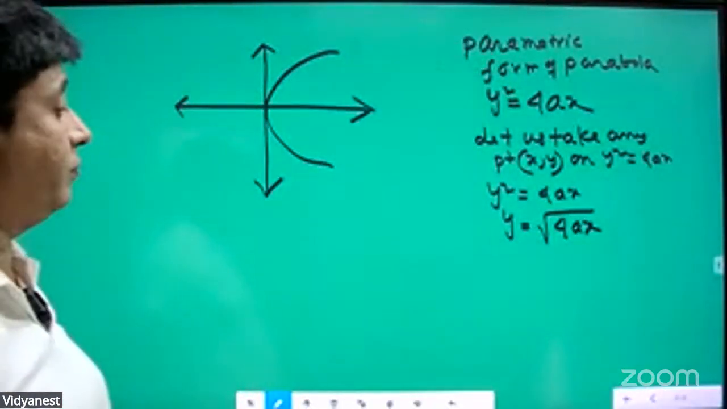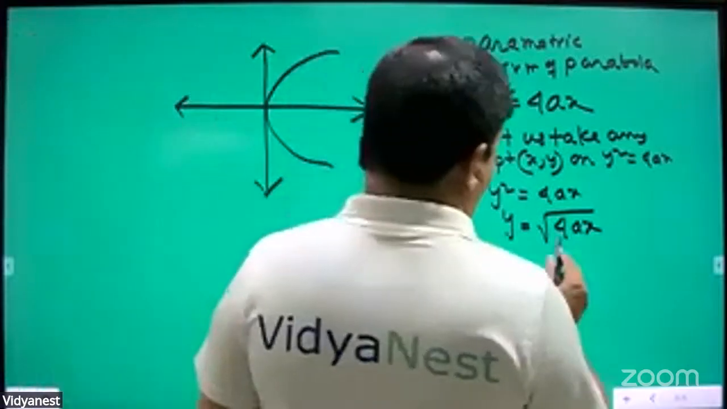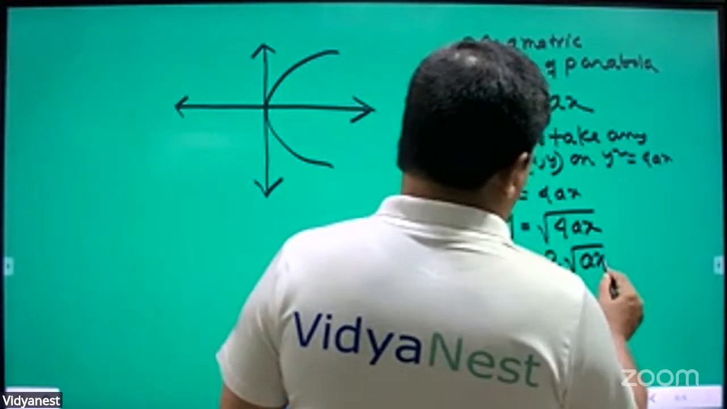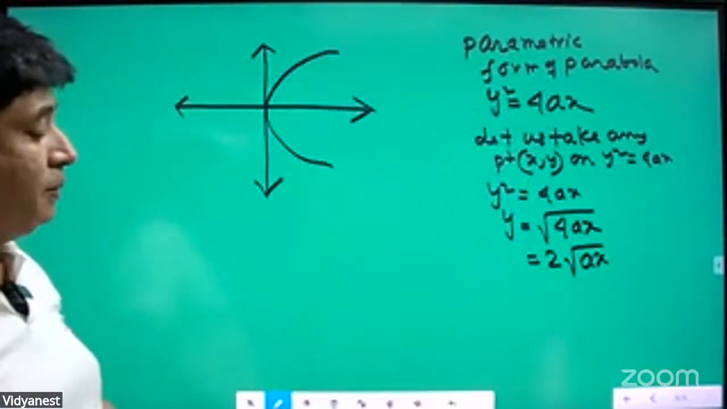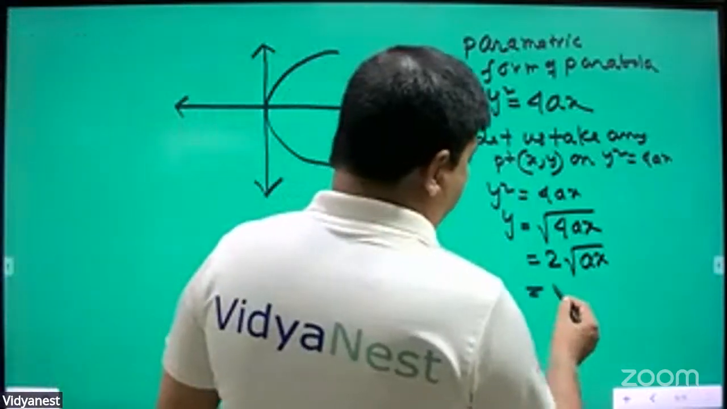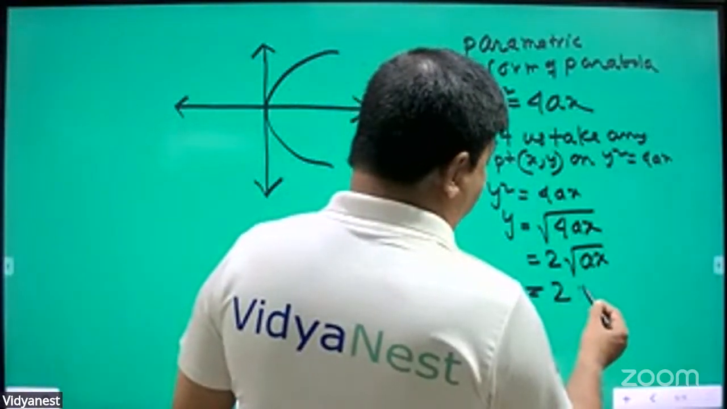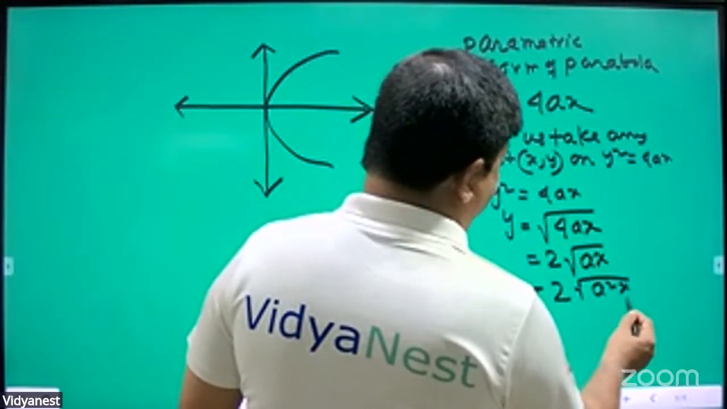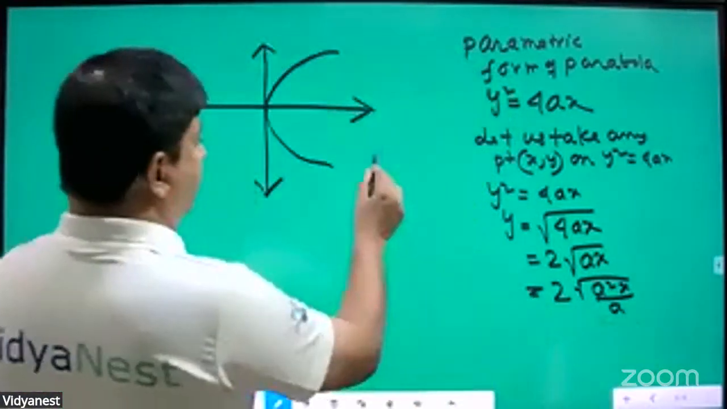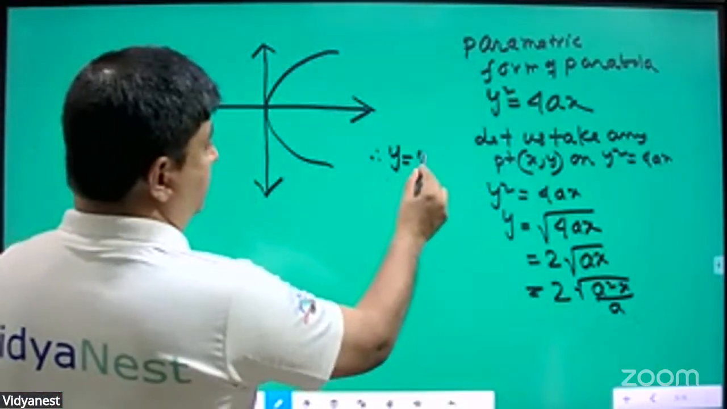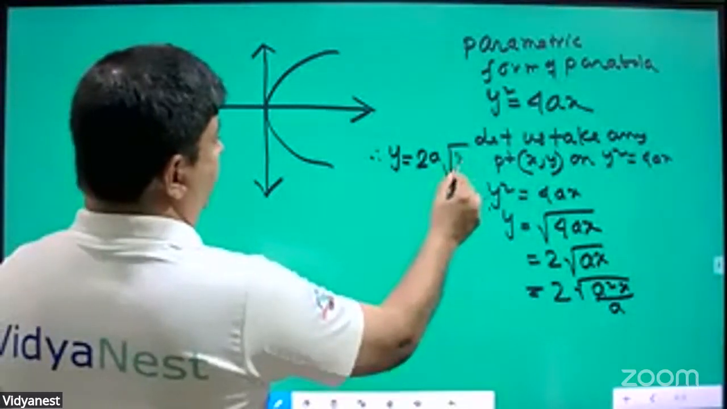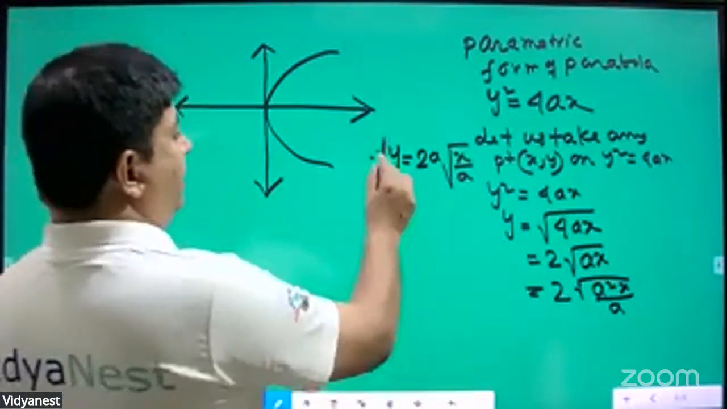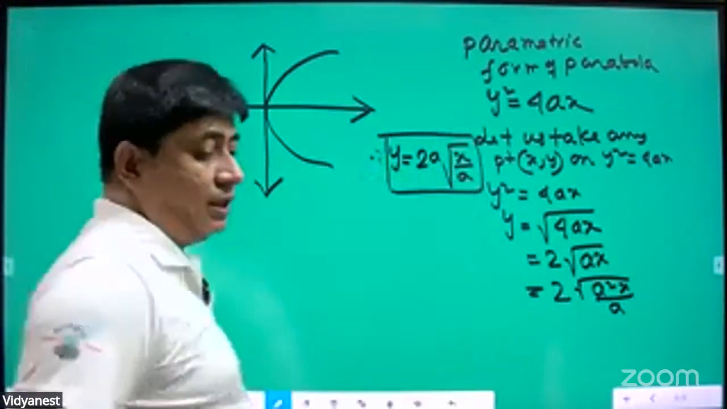Now, 4 will be brought out of the root in terms of 2, and let us bring a out of the root in this manner. See, a squared by x by a. Therefore, y will be 2a root x by a. Now, y is equal to 2a into root x by a.